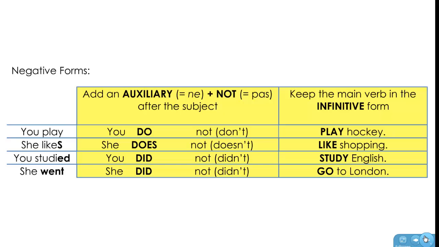Negative forms, again, I need to add an auxiliary plus not after the subject, and I need to keep the main verb in the infinitive form. So you play becomes you do not, or you can use the contraction you don't play. So if there's an S, she likes, it becomes she does not or she doesn't like, no S. You studied becomes you did not or you didn't study. The verb stays in the infinitive form.